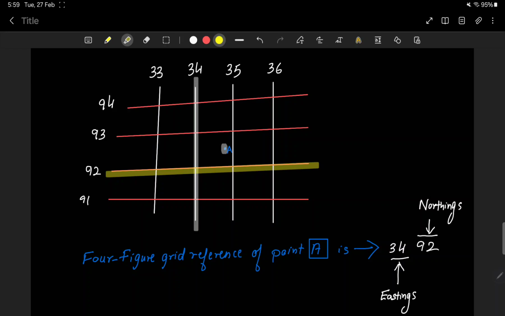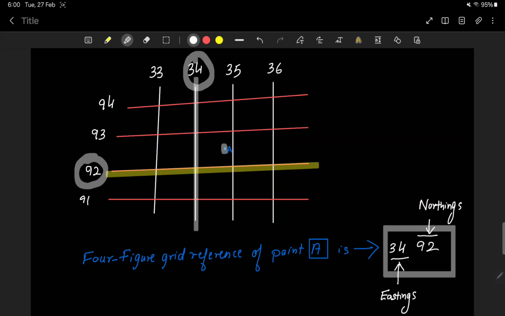The combination of this easting and this northing refers to this particular square, and in this square is point A. So it was that simple. First write down the eastings, 34, and after that the next two digits will be for the northings, 92 here. So the full 4-figure grid reference of point A will be 3492.